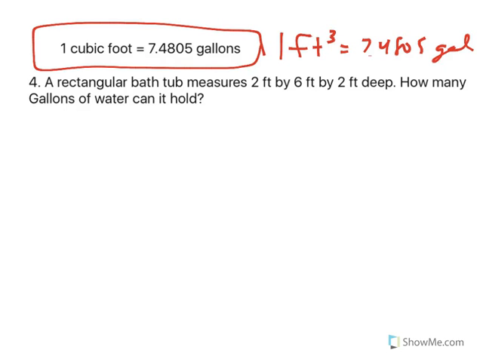Okay, so we have a bathtub. A bathtub is 2 feet by 6 feet by 2 feet deep. How many gallons of water can you fill that up with? Well, cubic feet is volume. Anytime you have cubic, you have volume. So to find the volume, we take length times width times height.